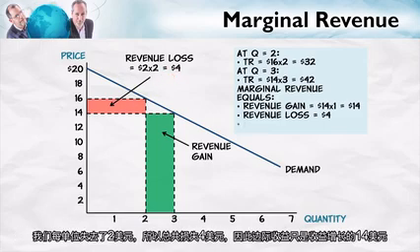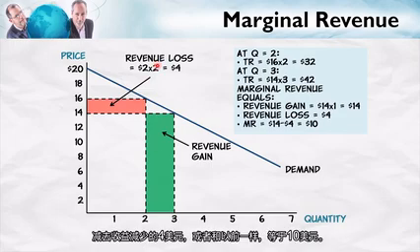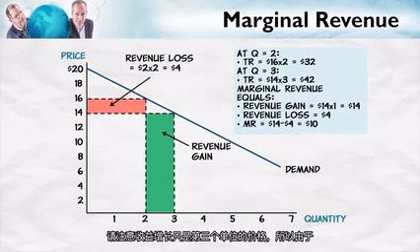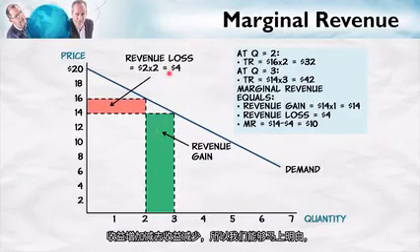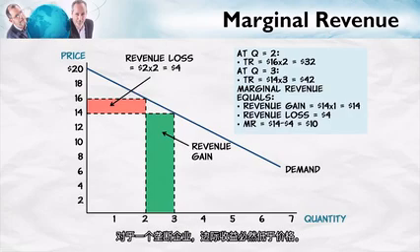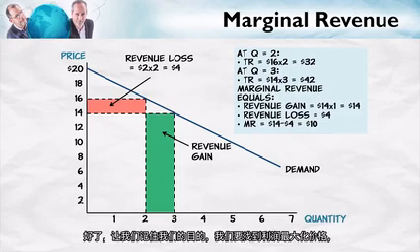So marginal revenue is just the revenue gain, $14, minus the revenue loss, $4, or $10 just as before. Notice also that the revenue gain is just the price of the third unit. So since it's the revenue gain minus the revenue loss, we can also see right away that for a monopolist, marginal revenue must be less than the price.